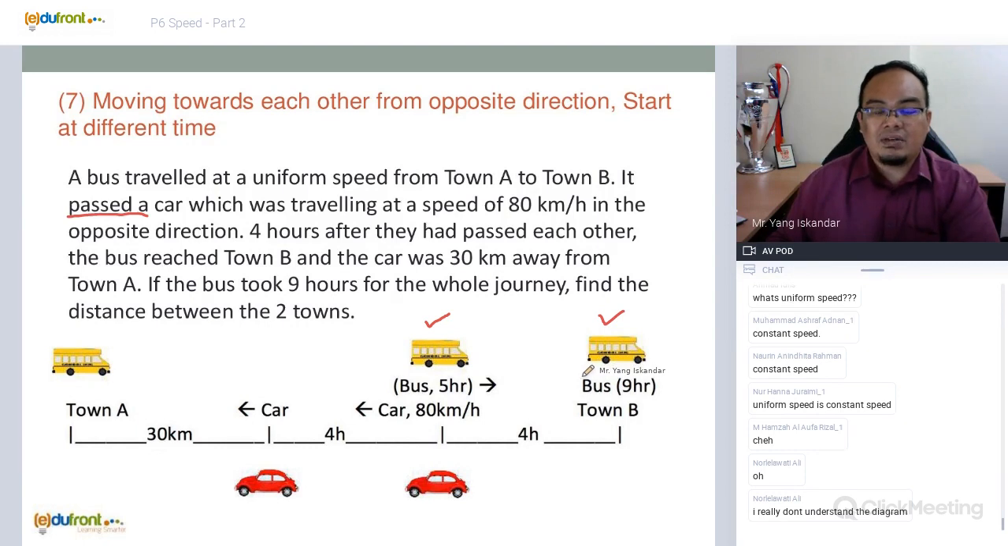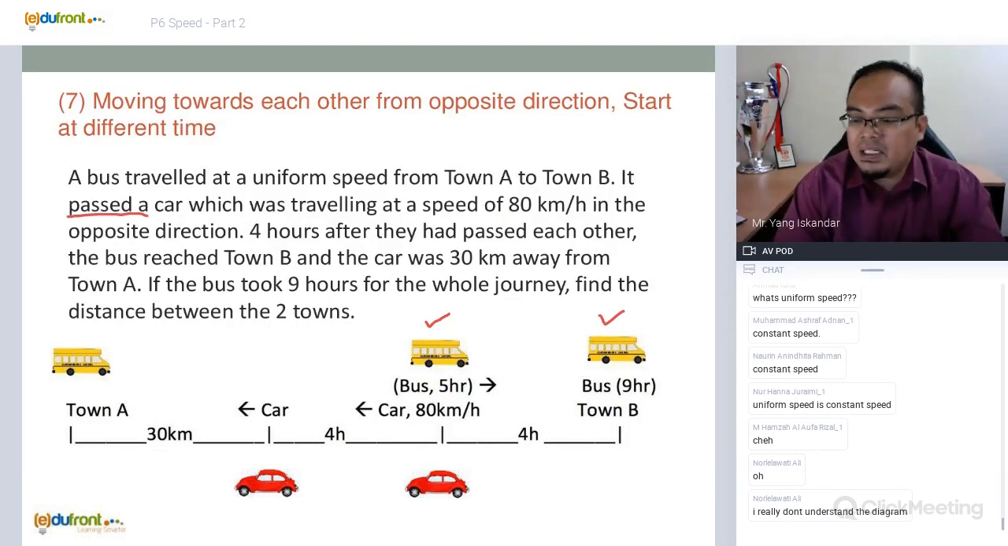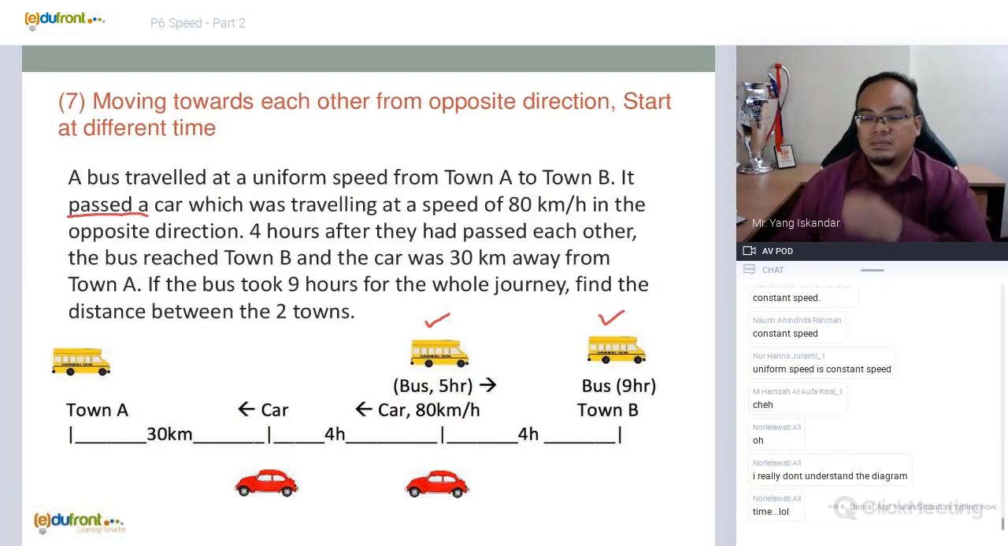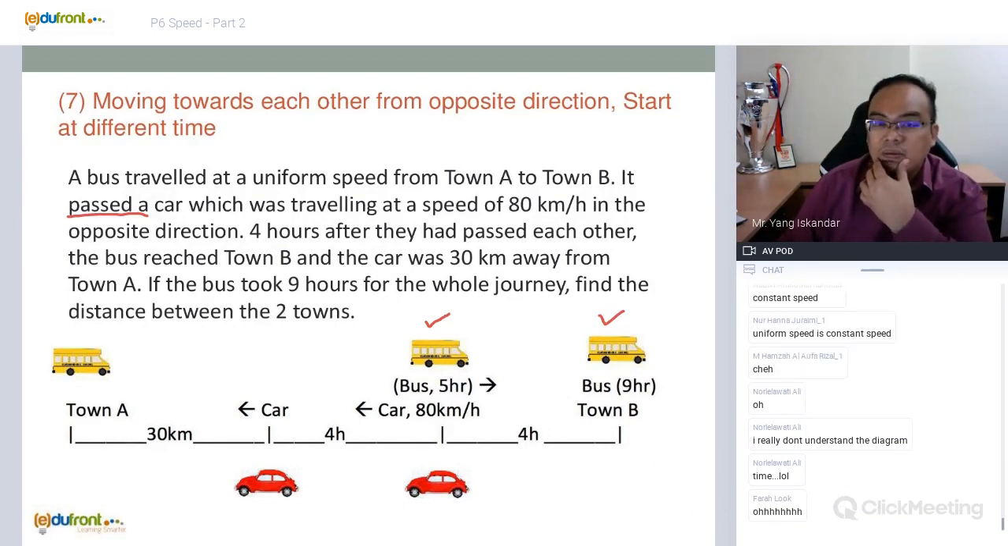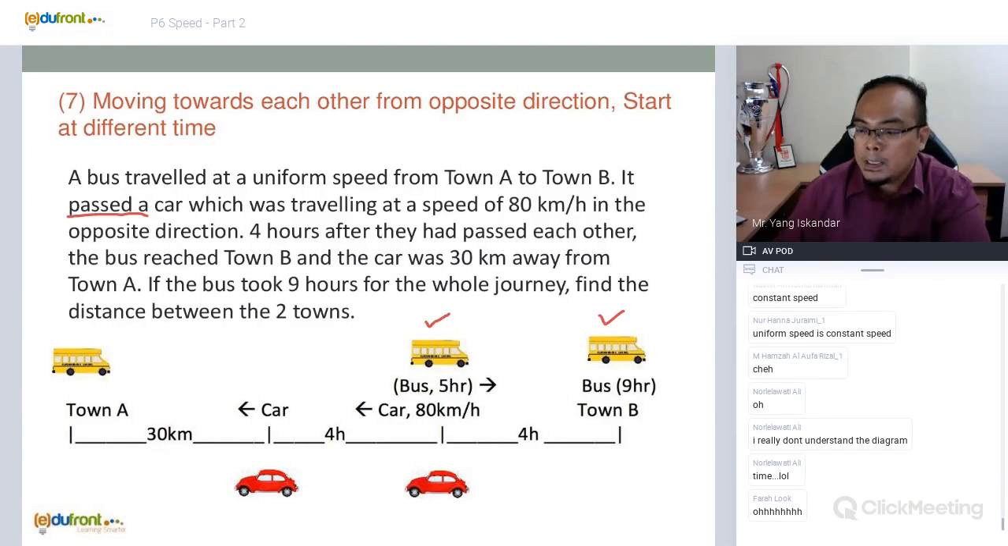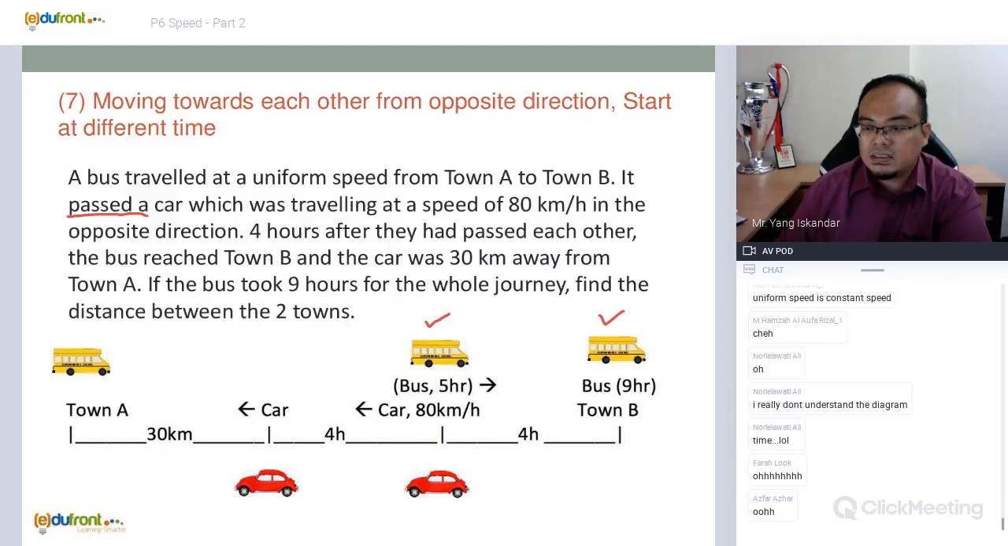Okay, I'm going to give you some time to do. All of you stand by your paper and your writing materials and calculators. I give you about 3 minutes to solve this question. Uniform speed is constant speed, yes. Uniform means the same. Please try and solve this question. I drew the timeline for you already.